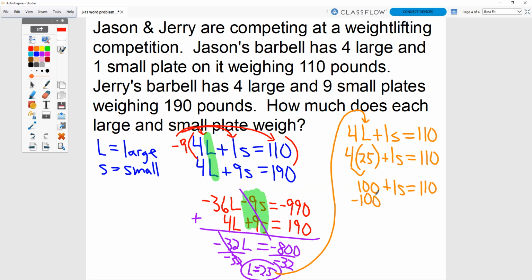Solve this two-step equation. So minus 100, minus 100. 1S equals 10. Divide by 1, divide by 1. We get that a small plate weighs 10 pounds.